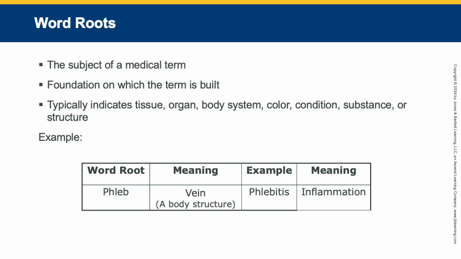Okay, so look at the example back on your slide now. It gives you an example of the root word phleb. The meaning of phleb, we already know, is a vein, which is the body structure. So an example would be phlebitis. Itis means inflammation. So that's how you break that word down. Phleb meaning vein, itis meaning inflammation. So this is inflammation of the vein. That's what that means.